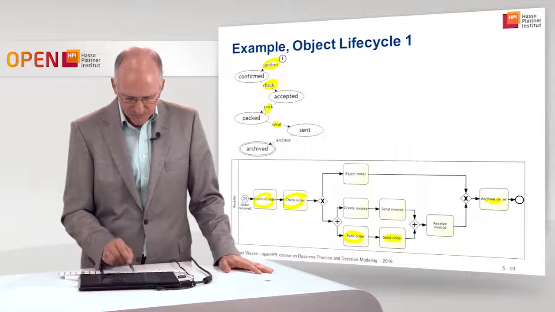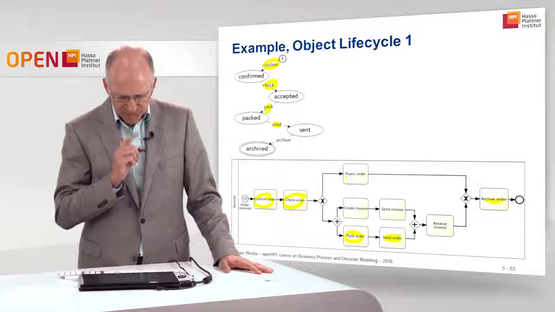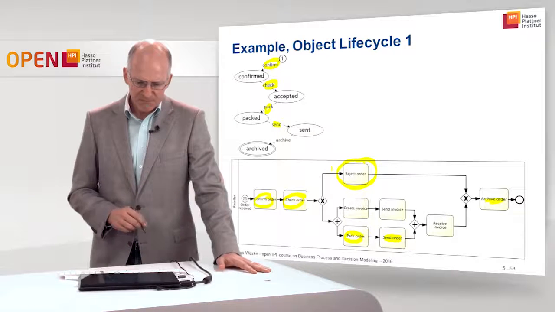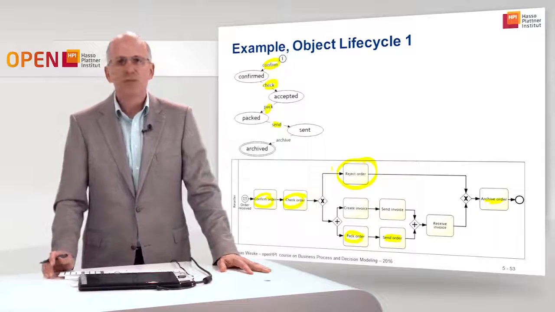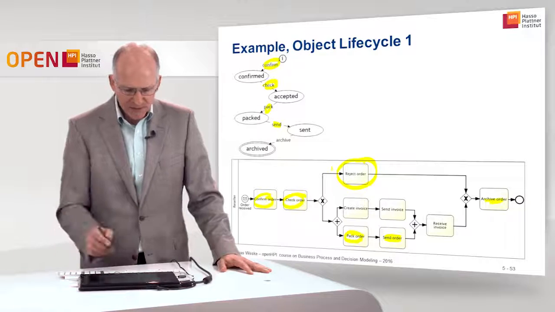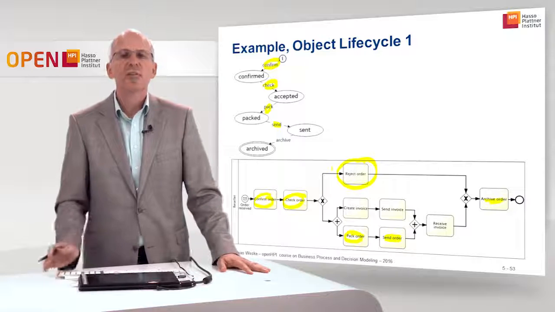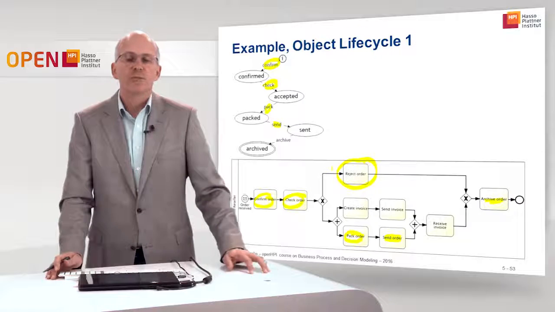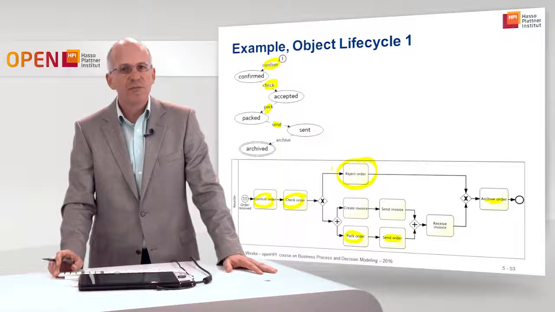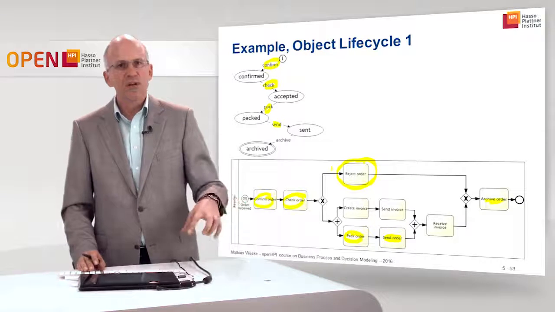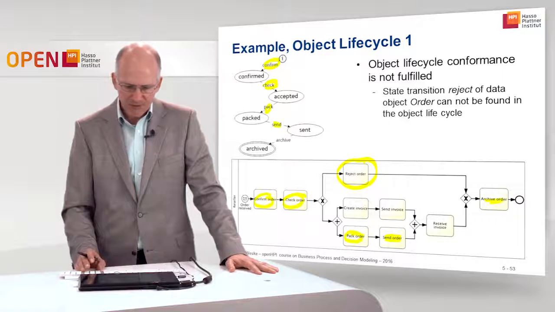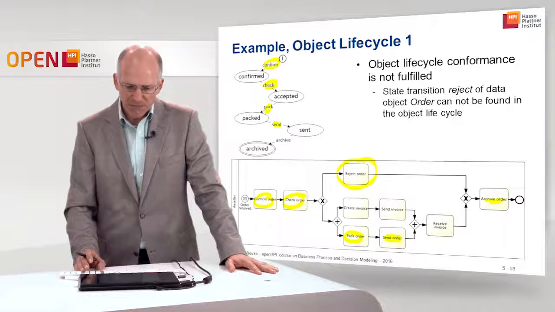And also the alternative, what is the alternative? So we could also reject the order. So there is something we do with the order, namely to reject the order. And if we look at the object lifecycle, there's no behavior in the object for rejecting it. Therefore, we see a problem here. We expect behavior of the data object in the process model, and that is not provided by the object behavior. Therefore, object lifecycle conformance is not fulfilled.